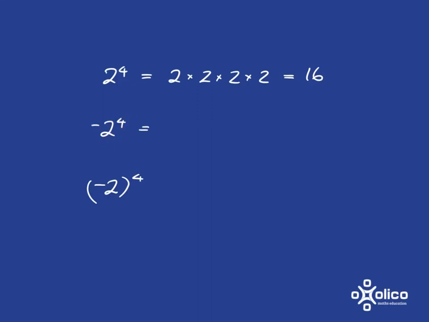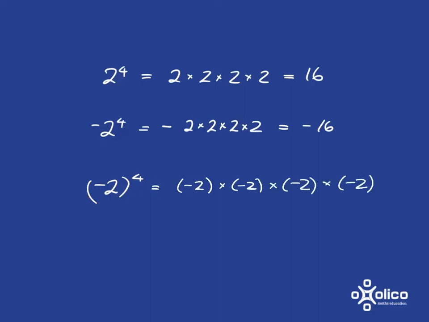But if we want to write it out, just for completeness sake, what we'll see is we've got a negative, and then we've got 2 to the power of 4, which is that, and so what we've got is negative 16. This one, however, is very different, because what you've got is a negative 2 that's being raised to the power of 4. So it's this whole thing that's raised to the power of 4.